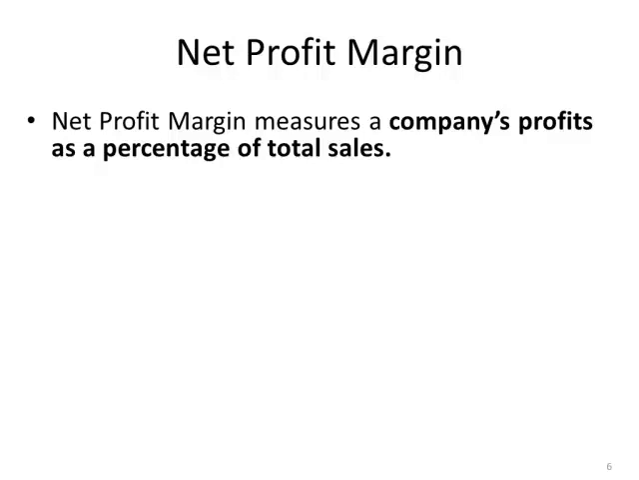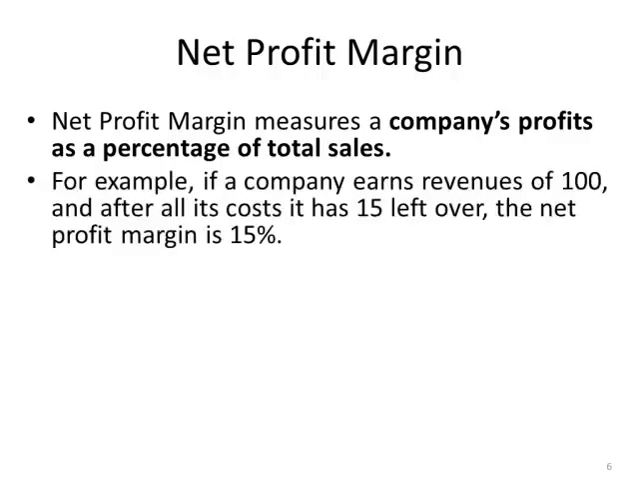Right? So if you think about sales as being your revenue, if I'm selling an item for 100, that may be my revenue, and then the portion of it that is my profit, let's say that would be 10, then my net profit margin would be 10%. So I take my revenue, subtract all my costs, including taxes and everything else, and it's what I'm left with at the end. So if a company earns revenues of 100, and let's say after all its costs it has 15 left over, then the net profit margin is 15%. So it's a pretty straightforward number and a pretty straightforward calculation.